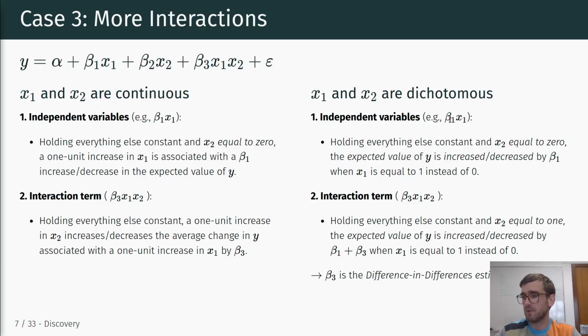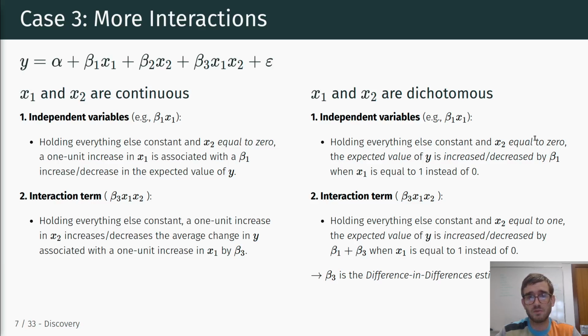When it comes to the independent variables, so for example the effect for beta 1, but again the same holds for beta 2 x2, we can say that holding everything else constant and x2 equal to 0, so always the opposite variable that is included in this interaction term is equal to 0, the expected value of y is increased or decreased by beta 1 when x1 is equal to 1 instead of 0.